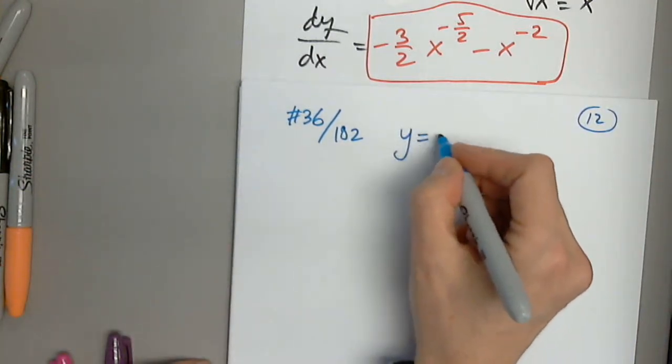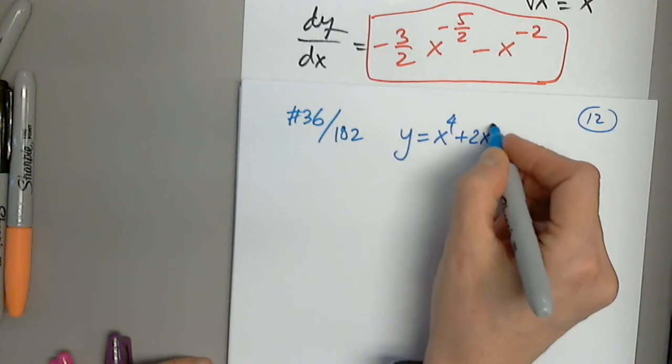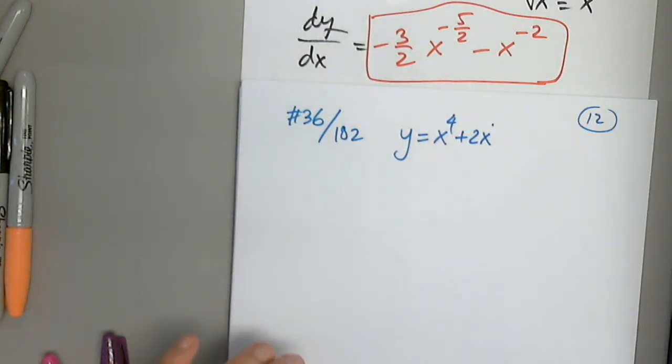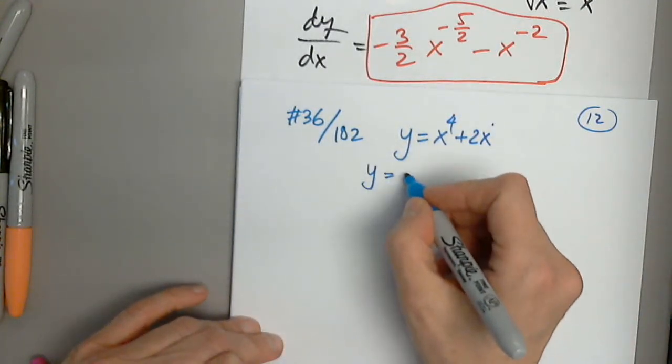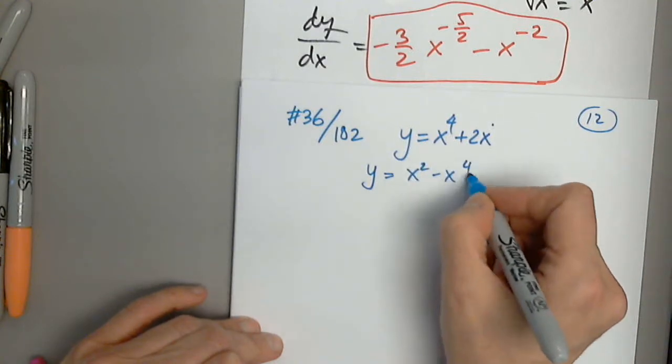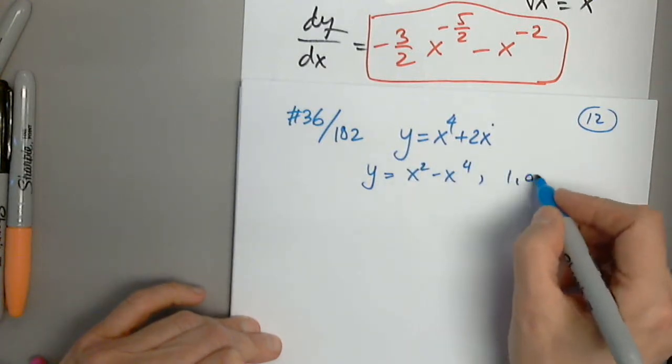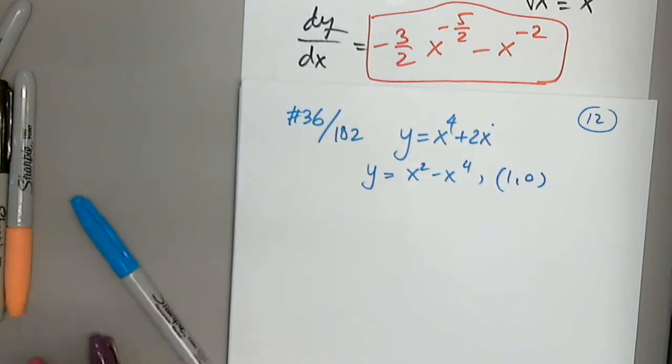We are given y, which is x to the 4th plus 2. Yes, of course, I copied from something else. So y equals x squared minus x to the 4th. And we are given the point 1 comma 0. Sorry about that.